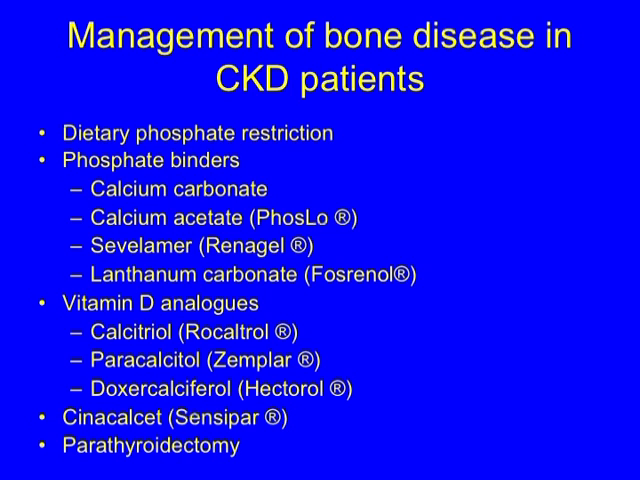For patients who don't respond to either of those drugs, one can use the direct activator of the calcium sensing receptor, cinacalcet, which is sold under the brand name Sensipar. The major difference between this drug and these three is that this one is much more expensive than either of these drugs. And then finally, for patients who don't respond to any of the medications, parathyroidectomy may be necessary.